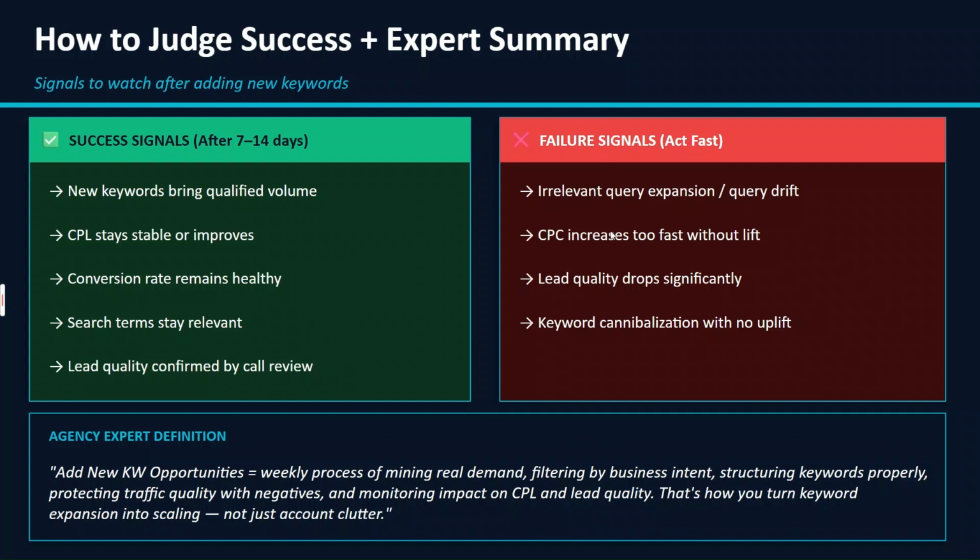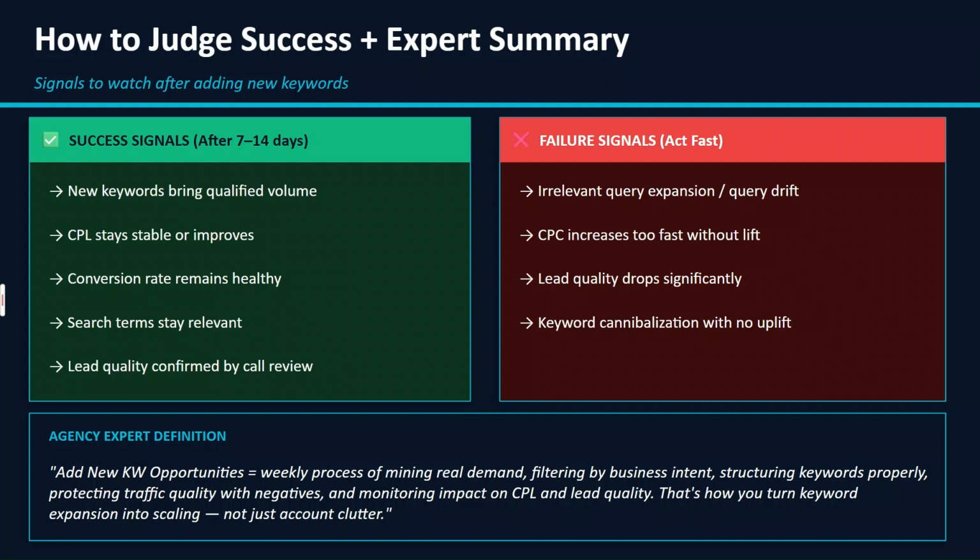And failure signals, act fast if you see these. Irrelevant search queries appearing, which means query drift, which means your keywords are attracting the wrong topic. Cost per click is increasing fast with no improvement in leads. Lead quality has dropped. Or you are seeing keyword cannibalization, where your keywords are competing with each other, like overlapping keywords, and neither is winning. So if you see failure signals, go back to the search terms report immediately, add more negatives, pause the underperforming keywords, and tighten your match types.